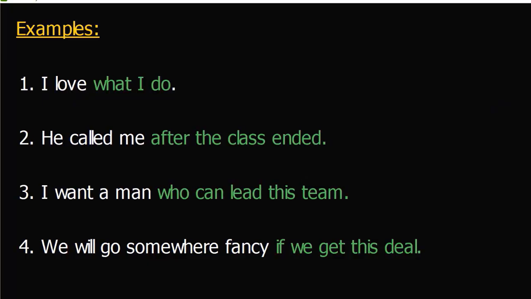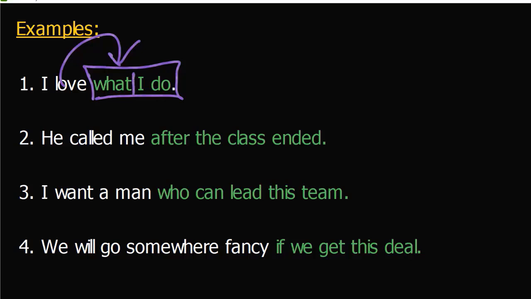Now, let's take some examples and see how these dependent clauses function. Example number one, I love what I do. So you can love something or somebody, right? Here, I love what I do. I don't want to name the thing that I do, so I'm using a dependent clause to refer to that thing, right? I love what I do.